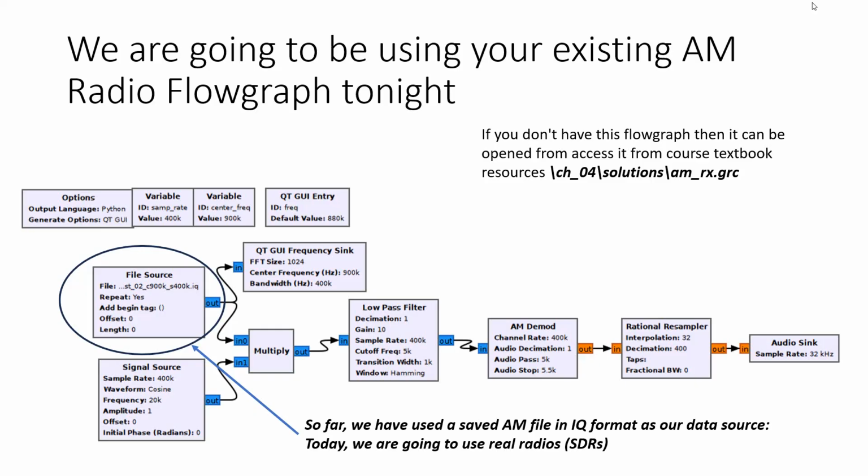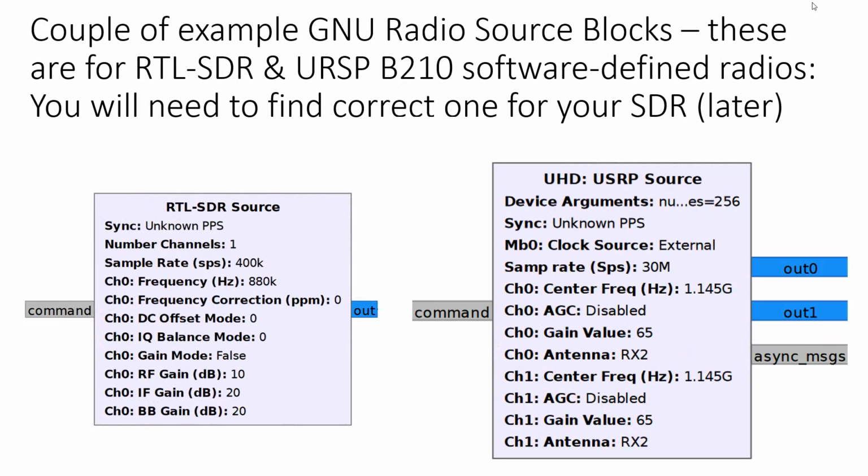So the source block is one that replaces the file source that I have circled there, to allow you to use the software-defined radio of your choice. As you can see here, there are a couple of examples: RTL-SDR source, and UHD USRP source, which is good for the B210 device. As you can see, there are a number of different settings within these source blocks.